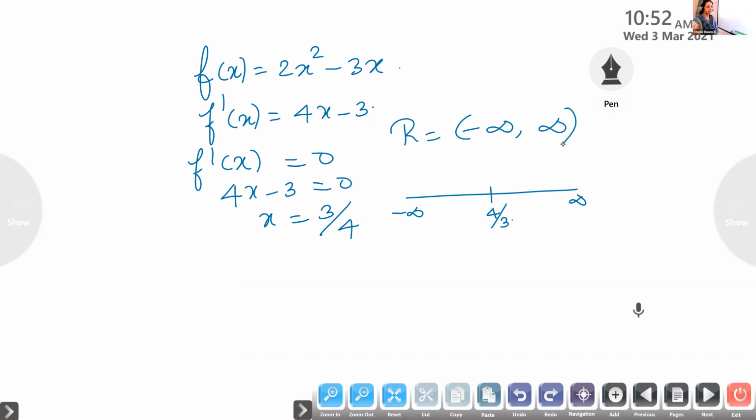Ma'am, it's 3 by 4, right? Sorry, yeah, 3 by 4. Just 3 by 4. Okay, yes, correct. Aishwarya, good. So it is 3 by 4.